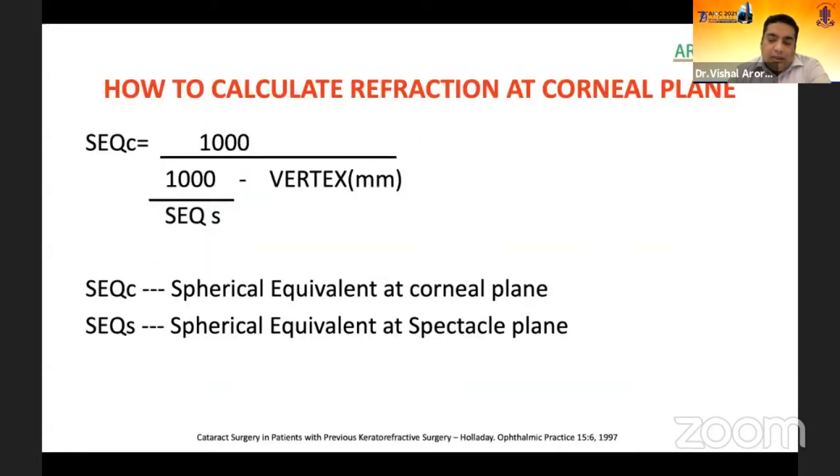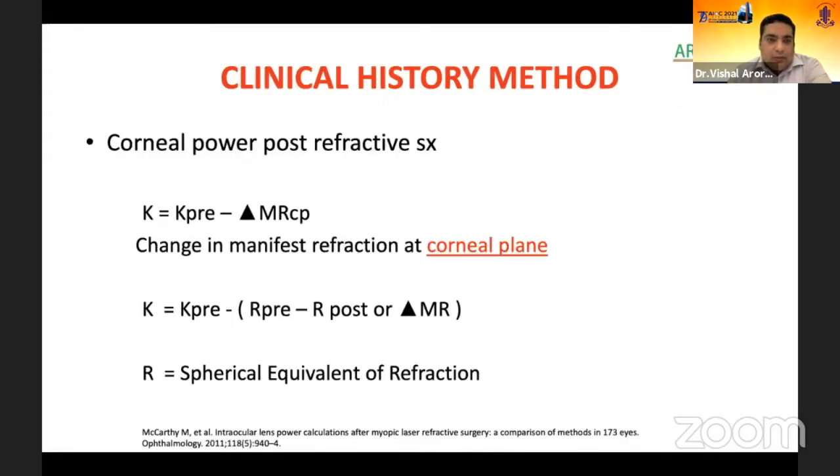So we have to first calculate the spherical equivalent at the corneal plane. We always have a spherical equivalent at the spectacle plane. We can easily derive the spherical equivalent at the corneal plane using this formula. Then we will look at the change in refraction from pre to post using that.